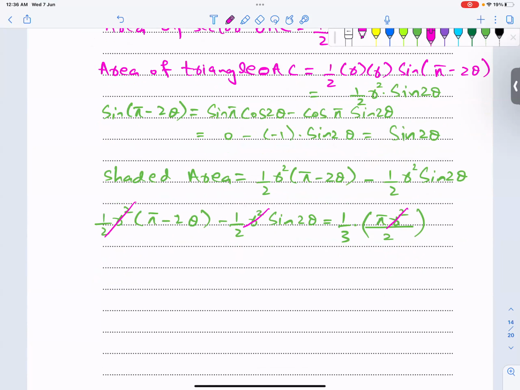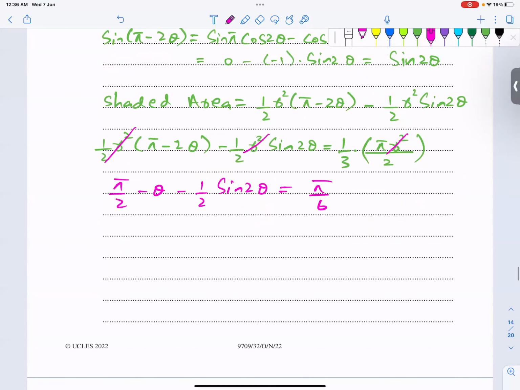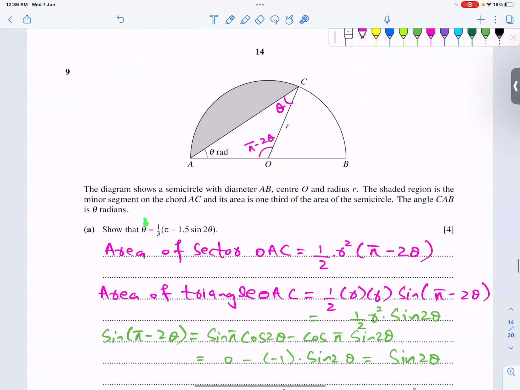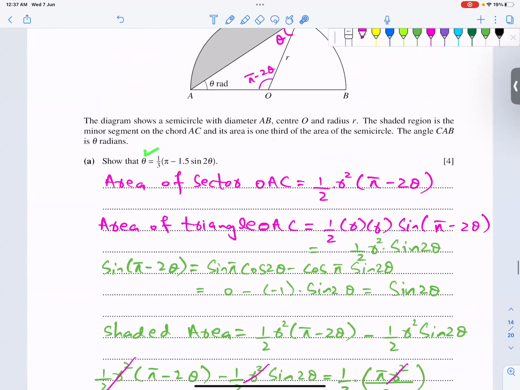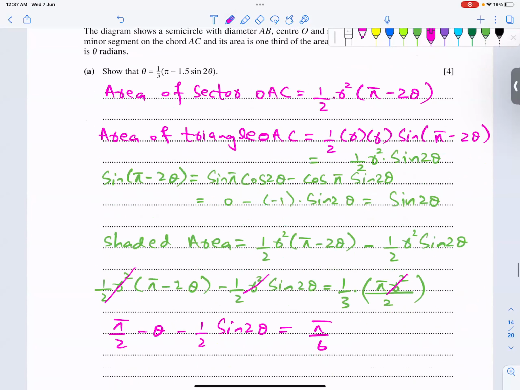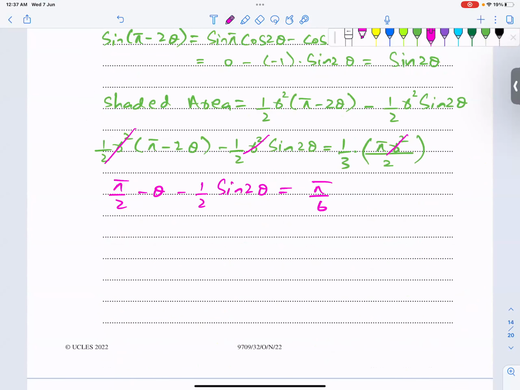Okay. So what I will do, this will become pi by 2 minus theta minus 1/2 sine 2 theta is equal to pi over 6. So you can see the answer as well. Now theta is our subject actually. So make theta your subject.